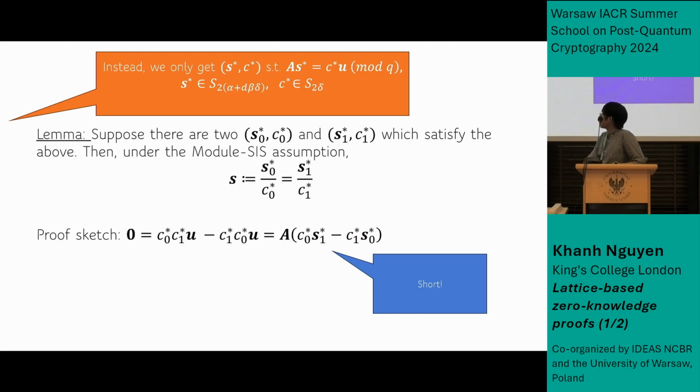And the proof sketch is the following. I just write 0 equal to one term minus the same term, which in the first case is C0 star C1 star U minus C1 star C0 star U. Then we use the fact that C1 star U is equal to A S1 star, and for the second part, we use that C0 star U is equal to A S0 star. So we end up with some short solution to A. Either the thing inside the brackets is 0, so we get what we wanted, or we found a non-zero short solution for A.